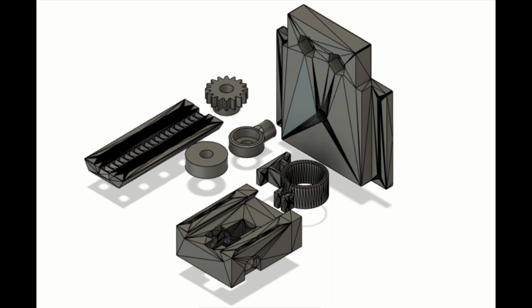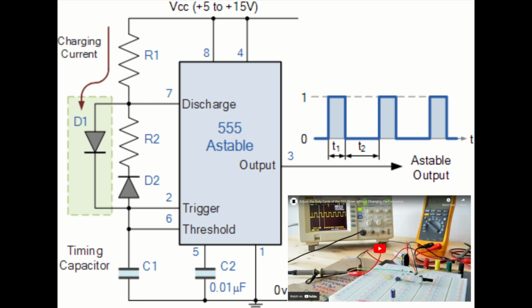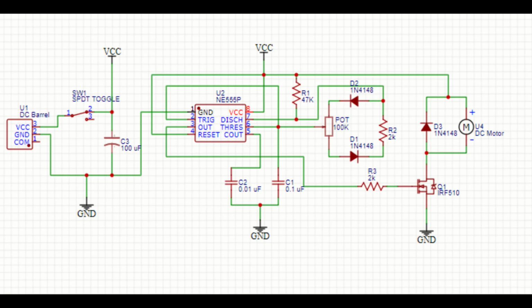Now for the speed adjusting circuit, I used a 555 timer to generate the PWM signal with variable duty cycle and fixed frequency. This video right here explains how the circuit works in detail, so check that out. I fed the output of that 555 timer to a MOSFET, which acts like a switch to turn on the motor. The diode is connected across the motor to remove any inductive kickback, and the circuit is powered by a 12-volt power source.